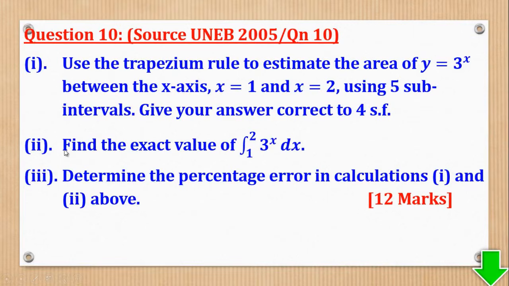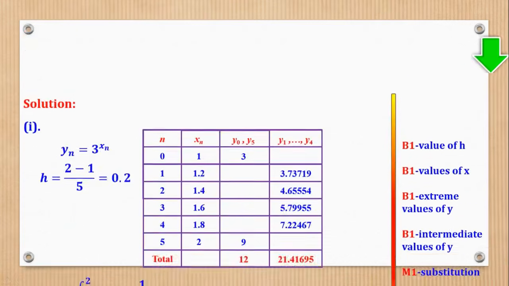So now we shall go to Roman 2, where they want you to find the exact value of this integral, and part C, or Roman 3, determine the percentage error in calculating Roman 1 and Roman 2. Now this integral, the form, okay, let's go to the solution.